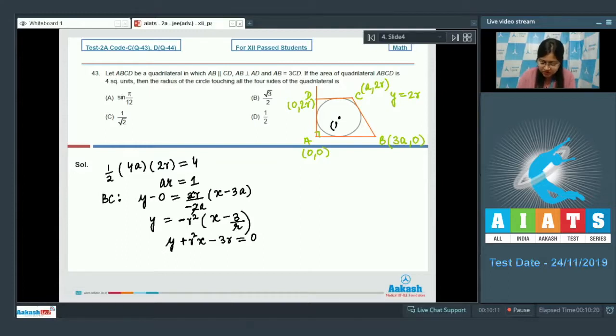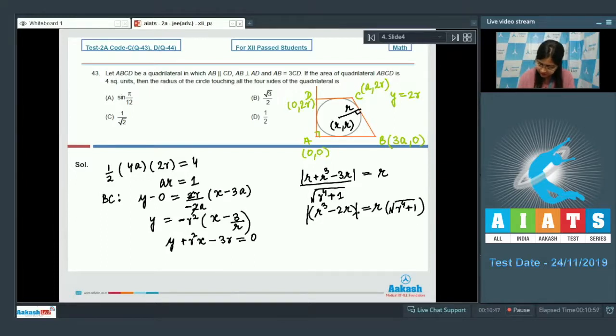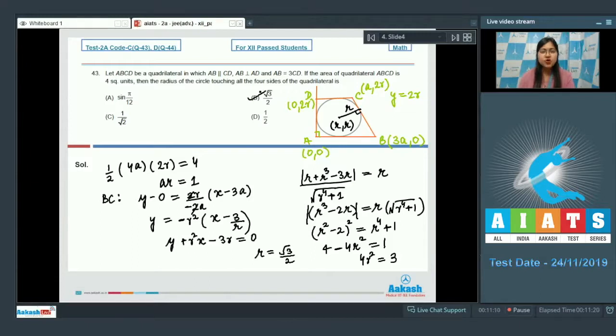Now as BC is tangent to this circle, so we can say that this distance will be equal to r, that is (r plus r cube minus 3r) divided by under root of r raised to the power 4 plus 1 is definitely equal to r. That is r cube minus 2r is equal to r times under root of r raised to the power 4 plus 1, and here we have its mod. So we can say (r square minus 2) whole square is equal to r raised to the power 4 plus 1, that is 4 minus 4r square is equal to 1, that is 4r square is equal to 3. So we can say radius of this circle is equal to root 3 by 2. So correct answer is option number B.